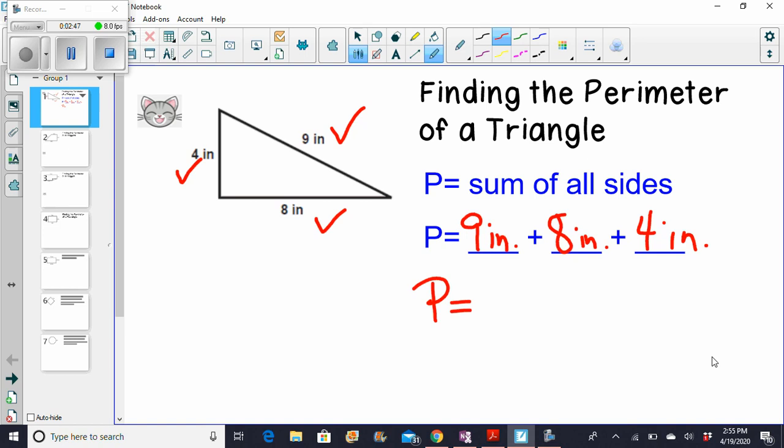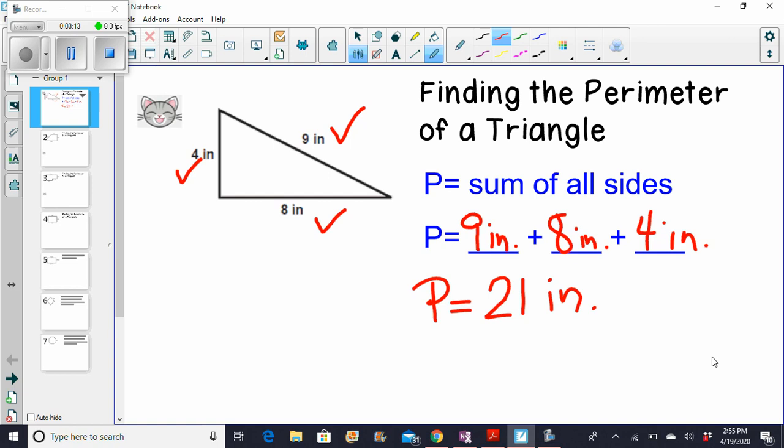And 9 plus 8 is going to give me 17, plus another 4 is going to give me 21. I hope you found 21. Okay, so my perimeter is 21, but I'm actually not done yet because I'm missing something really important that I hope you've noticed. I am missing my units. And in this case, it's inches, IN. Okay, remember, perimeter is a measurement, so we always have to have our units on there.